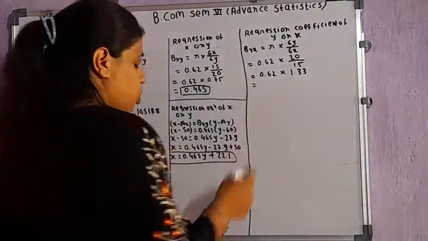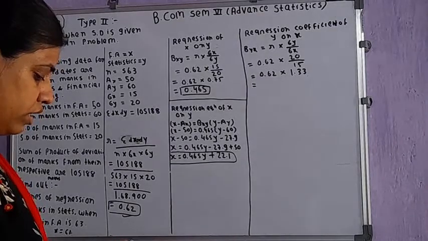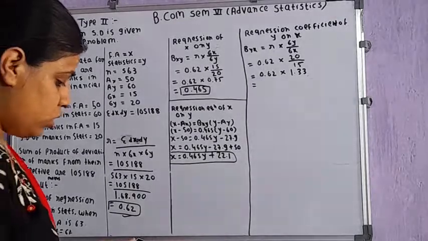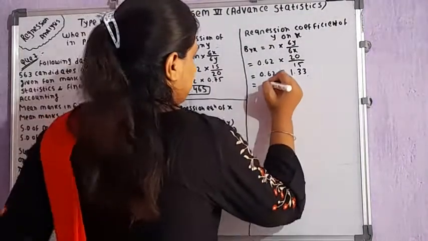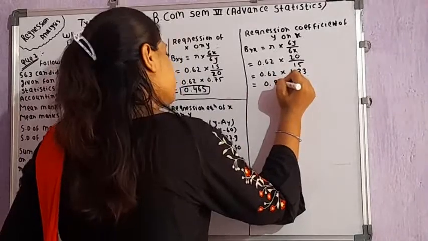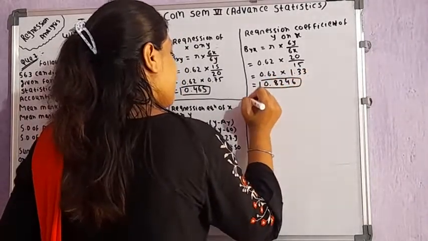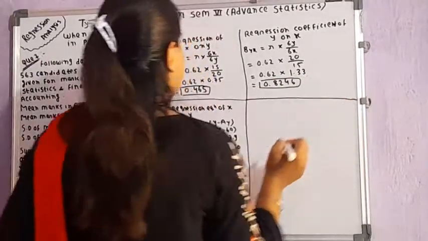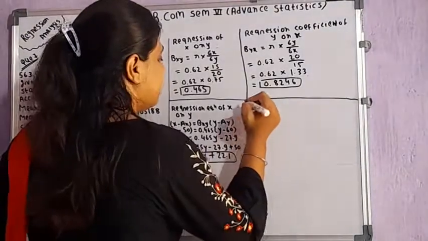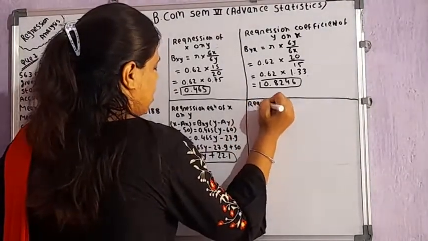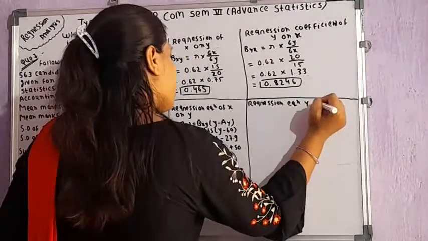So 0.62 into 1.33 comes to 0.8246. Okay. So here we have got the value of b_yx, that is the regression coefficient of y on x. Now what we have to do? We have to go for calculating the regression equation of y on x.